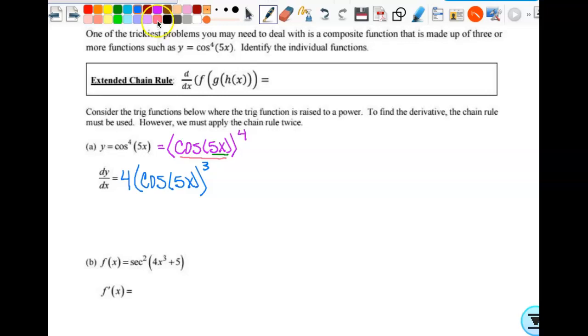Then I go to the inside part here, right? That inside is the cosine of 5x. That's the chocolate of what you have. So we're going to take the derivative of that. What is the derivative of cosine? Negative sine. So I have negative sine, and I do not mess with the argument. It's cosine of 5x. That stays the same. So I've taken the candy shell. This is the chocolate part.